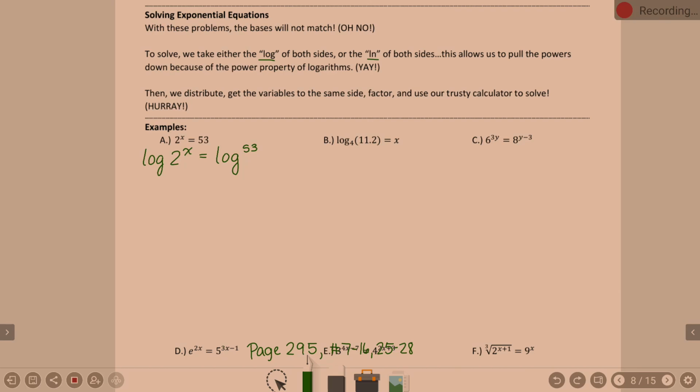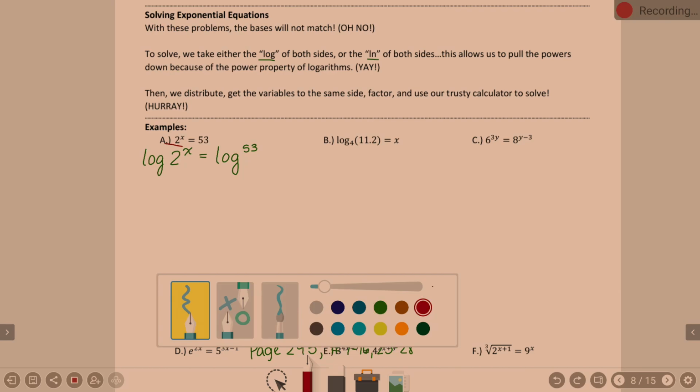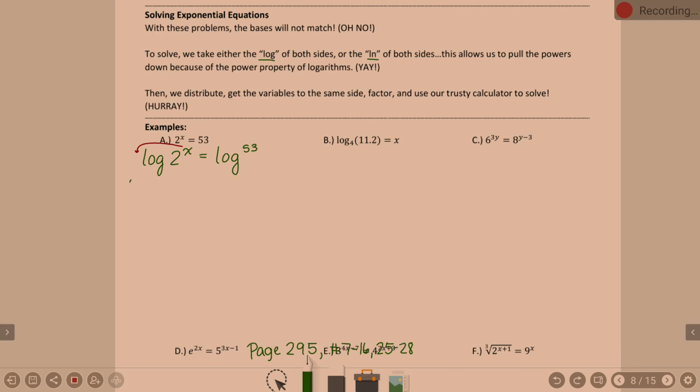What can I do with that x? You can put it out in front. We're going to reverse the power property here, take that x and put it out front. So then I have x times log of 2 equals log of 53. And I just realized I don't know why I wrote that 53 so small up there. It's just a regular log of 53.